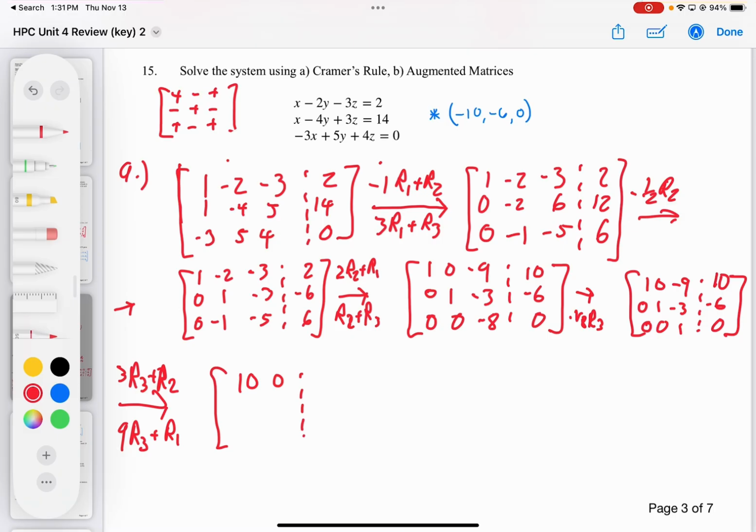Oh, that should be negative 10. That's my bad. That's a negative 10. So negative 10. And then 0, 1, 0, negative 6. And then 0, 0, 1, 0. We've been augmented. Okay? All right. We did A, we did B. We're looking good. Questions there?